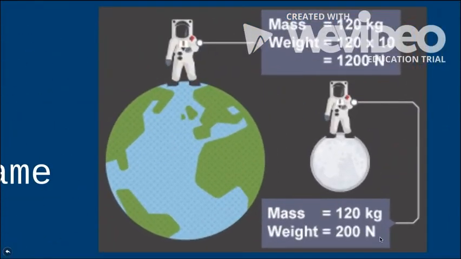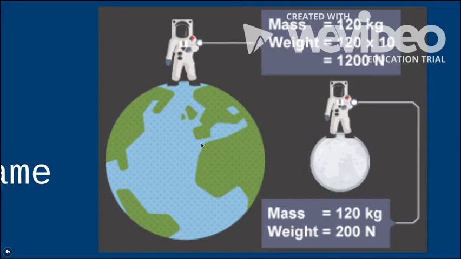So if we look at this example over here of an astronaut standing in two places, one on Earth, one on the moon, not drawn to scale by the way, we can see it's the same astronaut, and she has a mass of 120 kilograms, right? So that's how much stuff she is made of. Altogether, it is 120 kilograms of stuff. So she has a mass of 120 kilograms on Earth and a mass of 120 kilograms on the moon, but notice that her weight is different in each of those places.